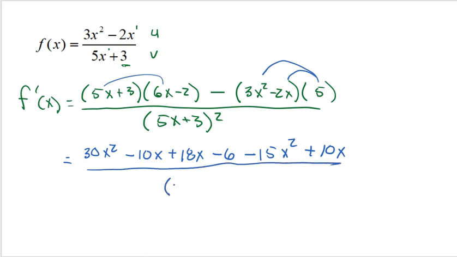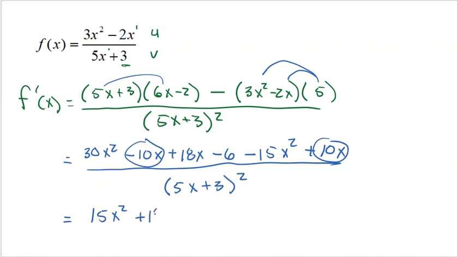All divided by, now I'd actually recommend, a lot of kids I hope you're going to be okay with this. Don't do anything on the denominator, right? Just leave it as 5x plus 3 squared. You can square it out, but it's actually cleaner looking if you don't. All right, so all I have to do now is combine all my like terms in the numerator. So a 30x squared and minus 15x squared is 15x squared. A negative 10x, a positive 10x are going to cancel. That's awesome. But I do have an 18x still. And then minus 6. So that is all over 5x plus 3 squared. And I would actually leave my answer just like that. That's a great final answer for a derivative. Not too complicated at all.